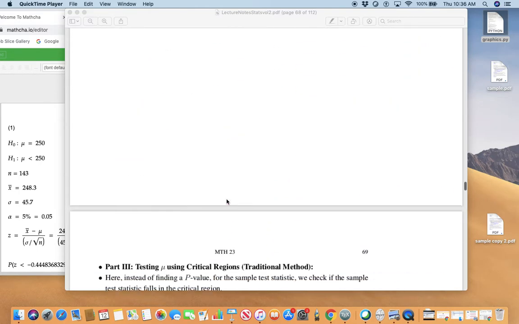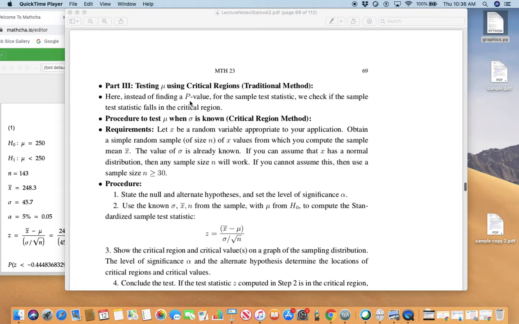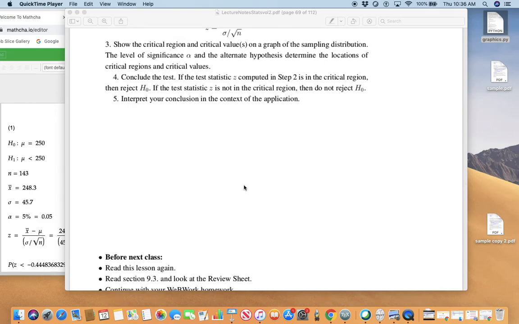All right. Then there is the other approach that is called the traditional method. Instead of finding the p-value, you simply check whether the test statistic falls in the critical region. So what is the critical region when sigma is known? Well, when sigma is known, you find the critical region on the graph of the sampling distribution. Okay. Then you use the test statistic and then proceed. Okay. So right now let's try our problems.